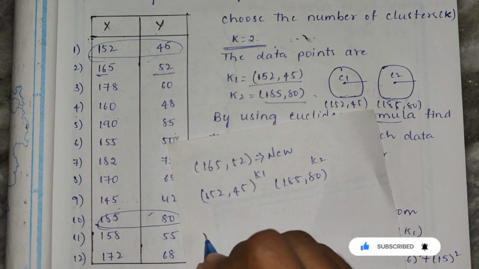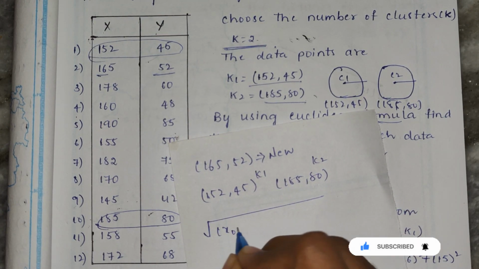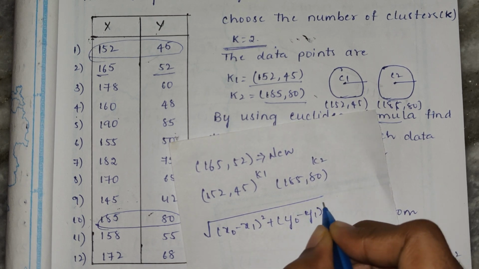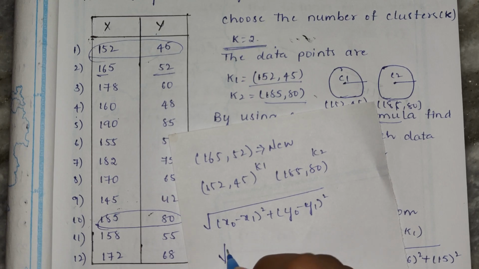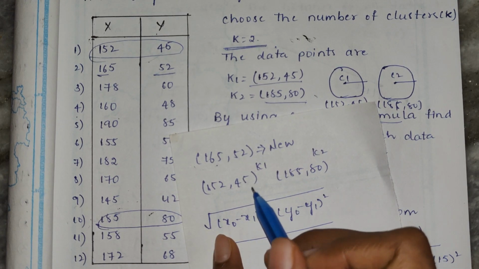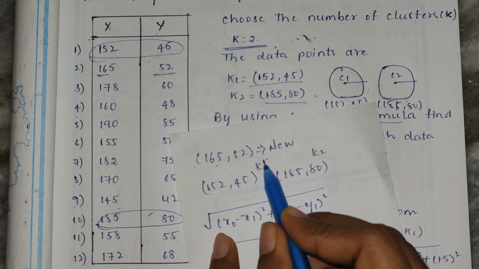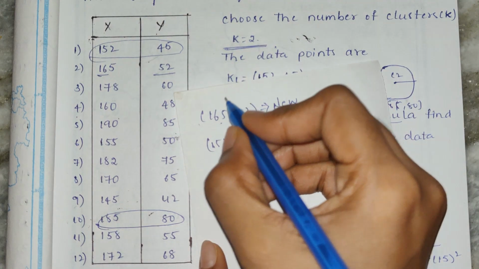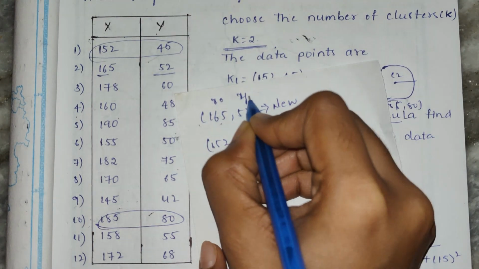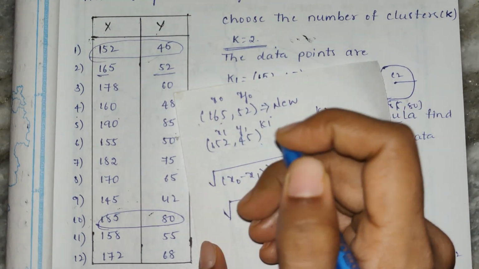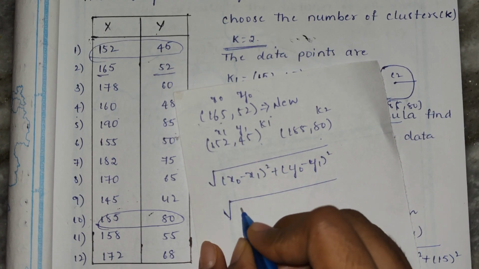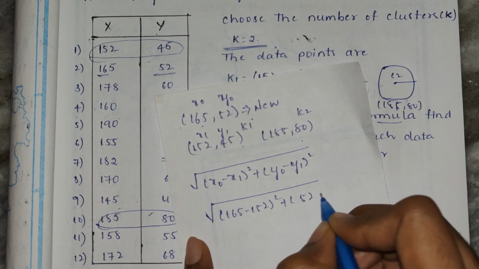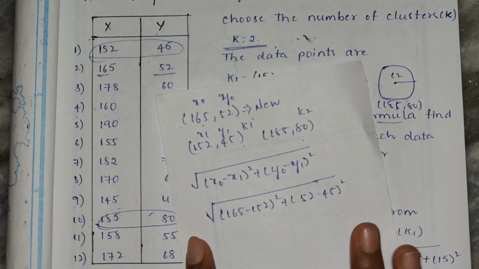Okay, now this is the Euclidean distance formula: x0 minus x1 whole square plus y0 minus y1 whole square. Now we should calculate the distance between cluster 1 and the new data point, and then we should calculate the distance between cluster 2 and the new data point. Understood? Now let us take this as x0 and this as y0, x1 and y1. Okay, substitute those values in this: 165 minus 152 whole square plus 52 minus 45 whole square. Understand? Clear up to here?